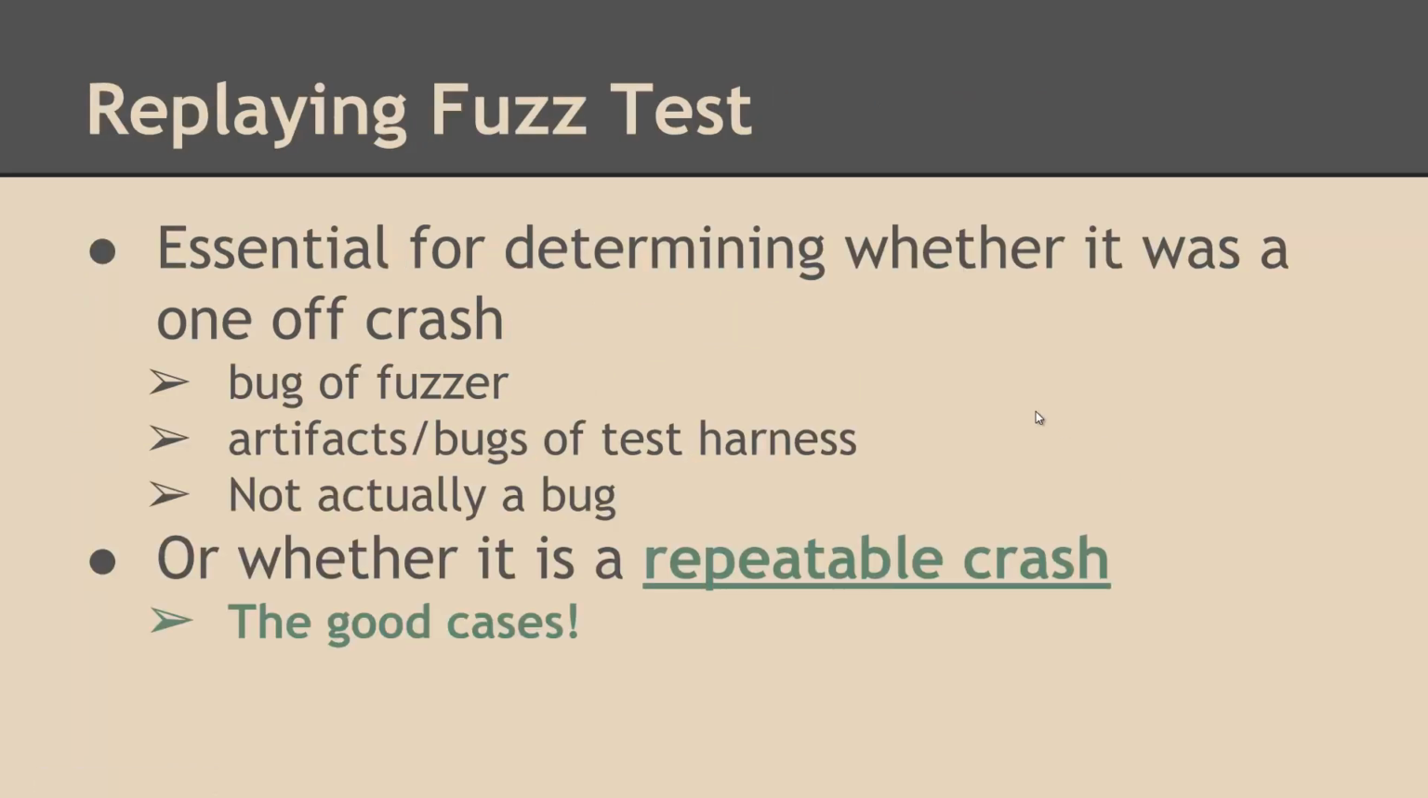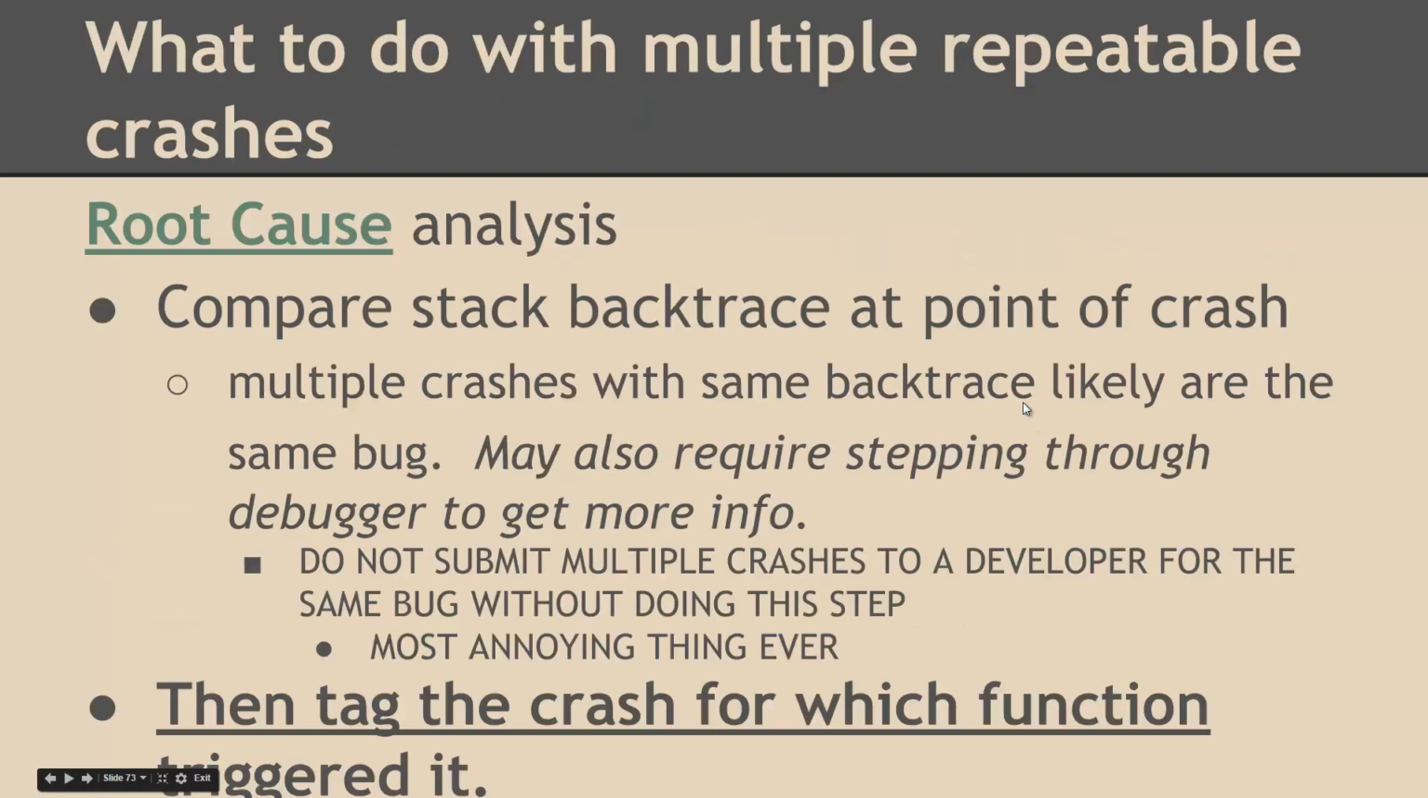So replaying and fuzz testing is absolutely essential. Your fuzzer, if you didn't design it, may have bugs in it itself. Some crashes may be false positives. They may be artifacts caused by bugs within the fuzzer itself. So the one way to determine if it is actually a crash is to get it to repeat over and over. Once or twice is typically sufficient. And repeatable crashes are the good cases that you want to look at for determining whether or not there is an exploitable vulnerability. So here's the second most important thing, root cause analysis.